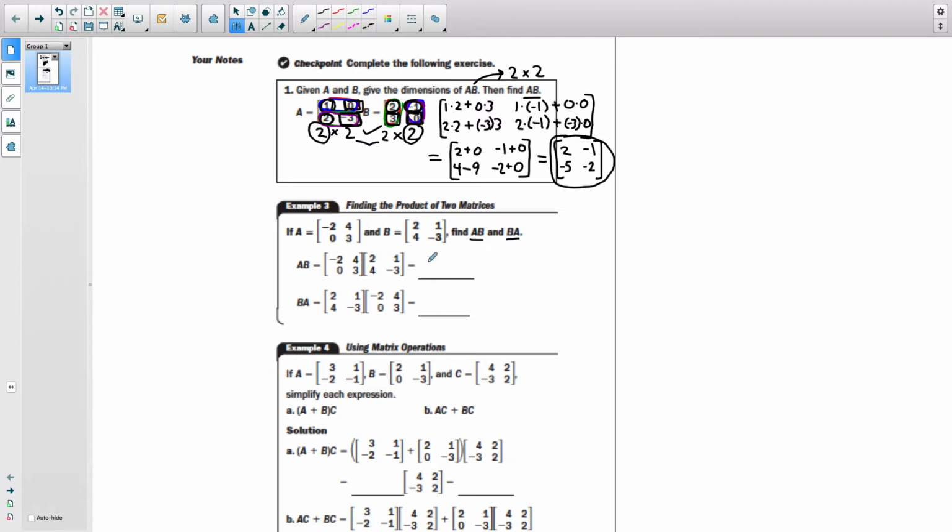All right, so I'm just going to go ahead and do this. Again, I'm not going to do all of the colors like I have been doing, but I am going to show you how to match them still. All right, so the first entry of the first row by the first entry of the first column. So that would give me negative 2 times 2. And then I would add that to the product of the second entry of each row and column. So 4 times 4.